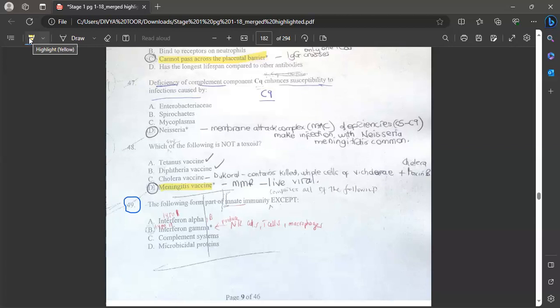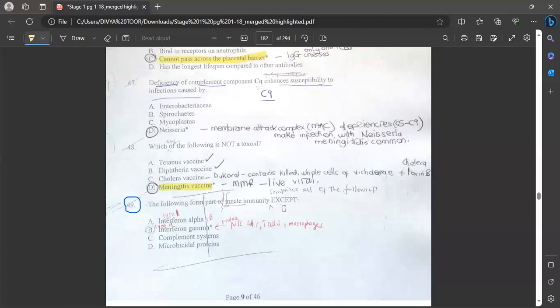Okay, so apparently, according to Google, IFN gamma has diverse functions that are involved in both innate and adaptive immunity and host defense. That's what Google is giving me. So I don't know.